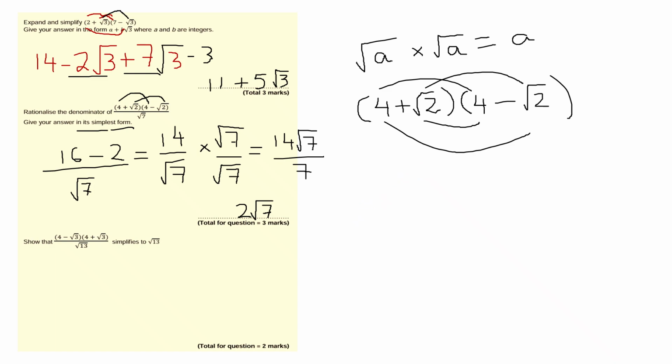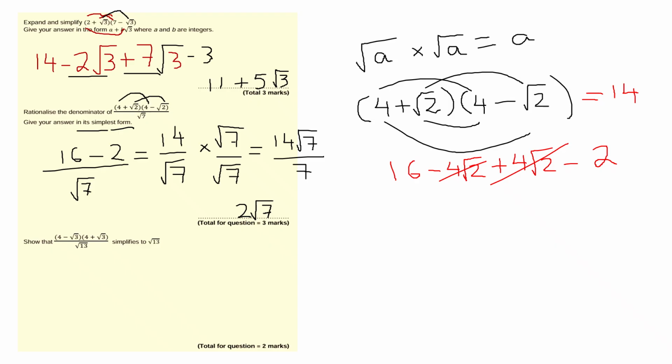But if you're unsure, I don't want to waste any more time here. If you expand it, on the top you get 16 minus 4 root 2, plus 4 root 2, then you get positive root 2 times negative root 2, which makes minus root 4, which of course is just 2. If you collect like terms, they end up cancelling, difference of 2 squares. 16 minus 2 is 14. So if you expand that, the number you get at the end is just 14.